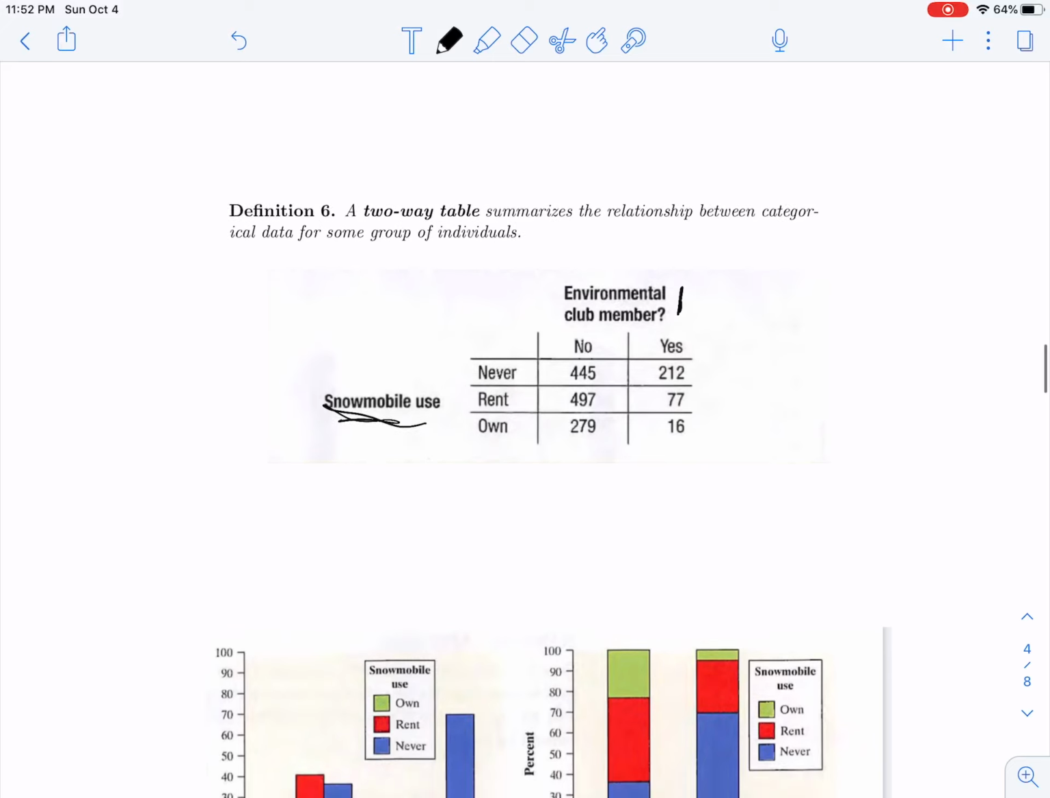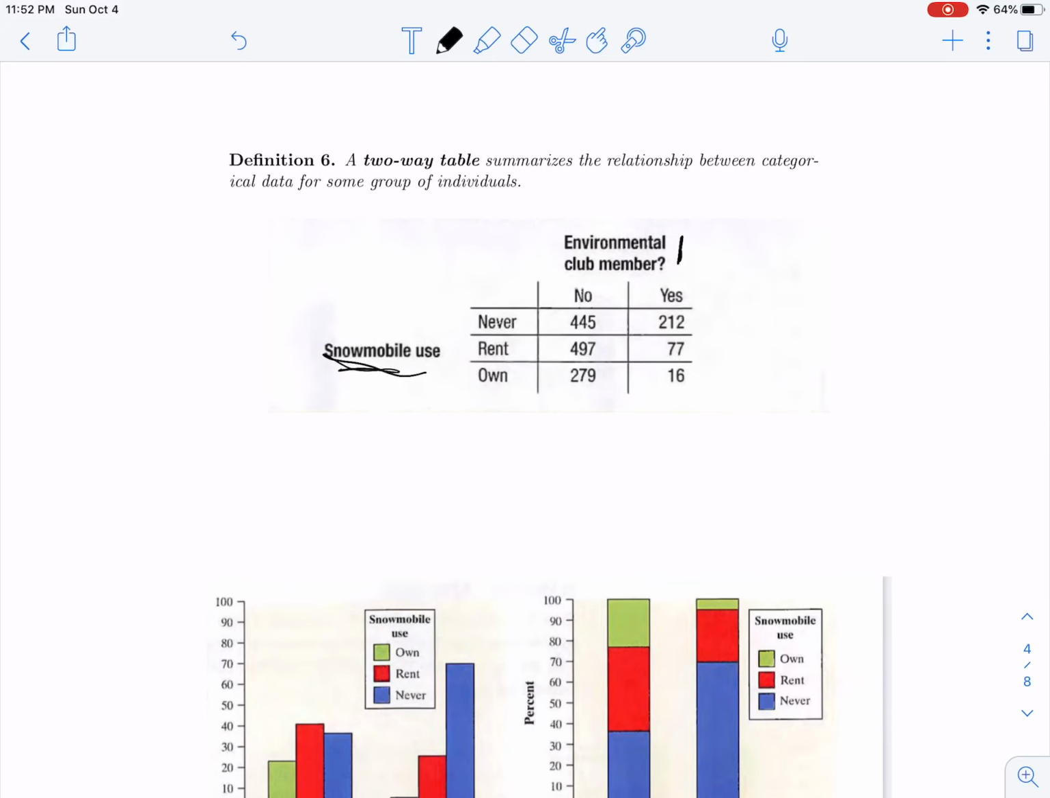And what it turns out is useful is to add some extra margins to this table. By just summing these numbers up, it makes it a little more useful. So if I add up 445 and 212, I get what? 657. 497 and 77 is going to be 574. 279 and 16 is going to be 295.